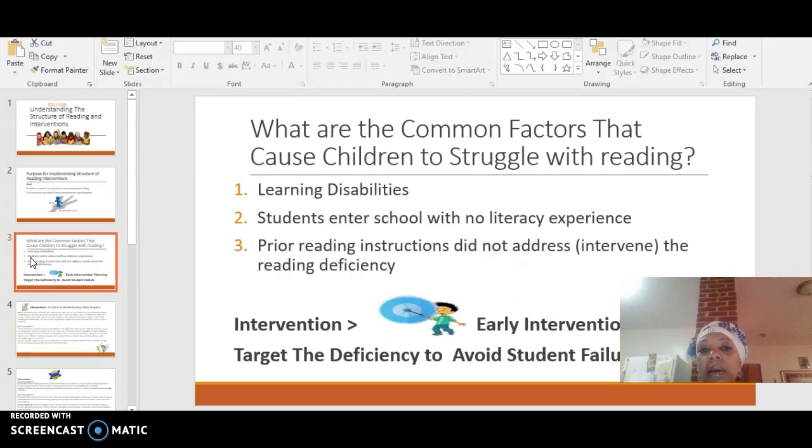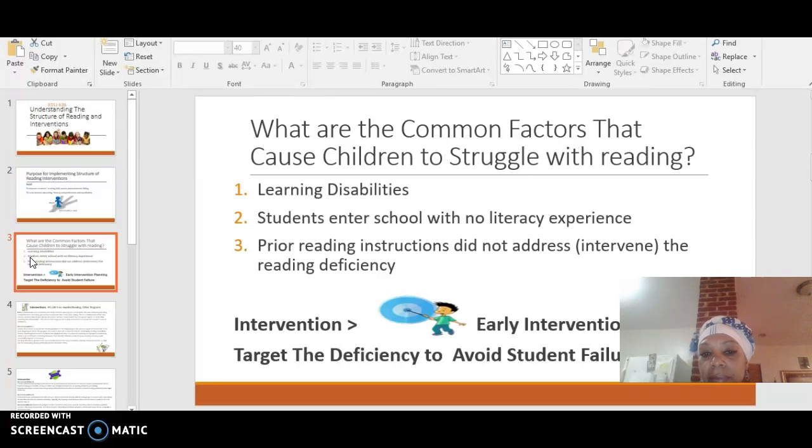What are the common factors that cause children to struggle with reading? Well, we know learning disabilities, that's always number one. Students enter the school with no literacy experience at all, and it simply means that they weren't exposed to reading before they started school. There were no literacy examples being taught, or he or she just didn't see any literacy in the environment. And the environment could be outside as well as inside the home.